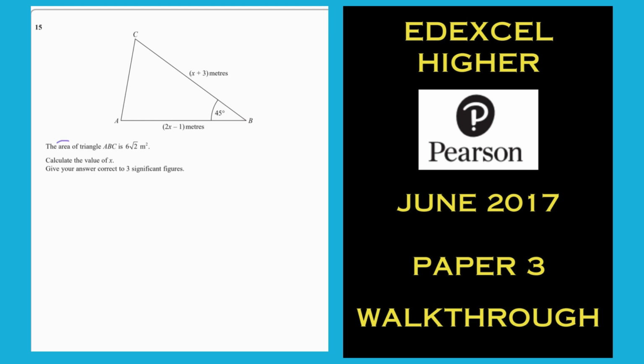The clue, area. Because we've got a formula for the area, we can say that the area equals a half A. Don't matter about labels. You might forget A and B the wrong way around. A half AB sine C.